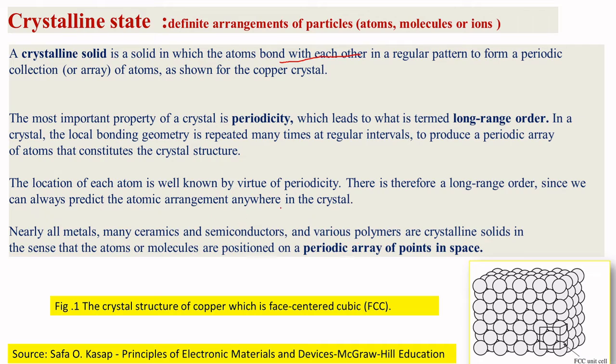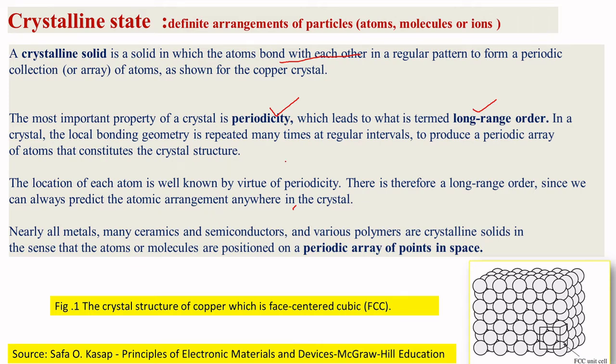So the important property in the crystalline state is periodicity. Periodicity is a very important property of a crystal that you want to understand here, which leads to the term called long range order. So with the periodicity, we have a term called long range order. It is repeated at equal regular intervals many times to produce the periodic array of atoms that constitute the crystal structure.